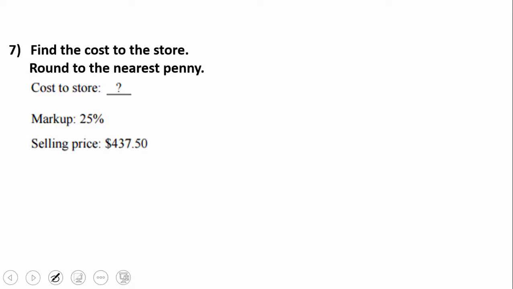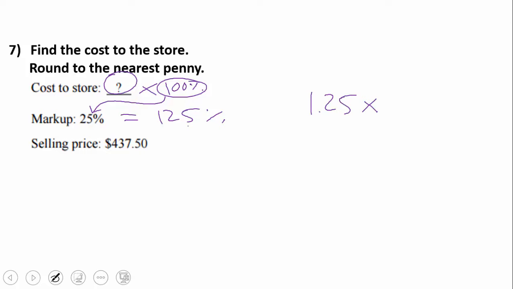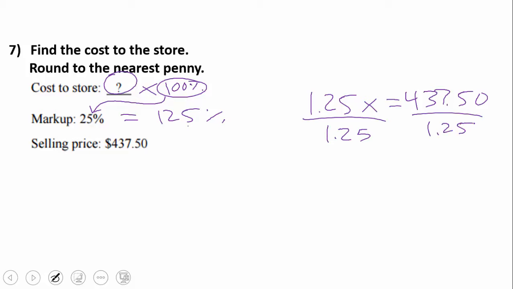All right? Moving on. Let's find the cost to the store. So when we find the cost of the store, now that becomes the part we don't know. The markup is 25%, which we know is the cost to the store, 100%, plus the 25%, so that's 125%. And when I multiply this unknown cost times the 125%, so I'm going to take the 125% as a decimal, 1.25, times what the store paid for it, the selling price is $437.50. So I divide by 1.25. And when I divide by 1.25, I get 350.